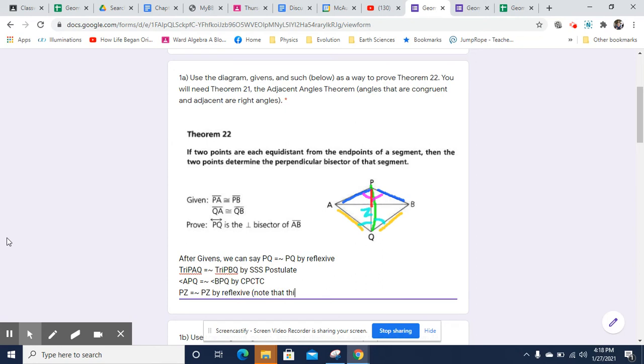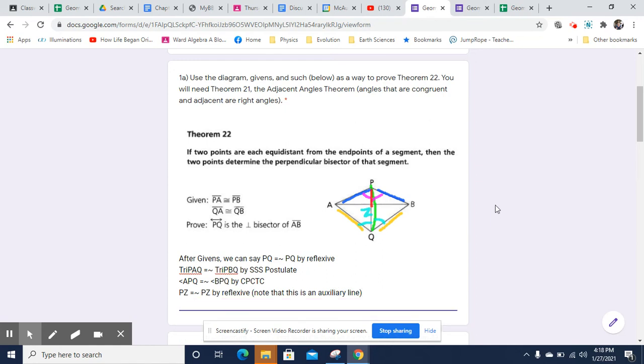Note that this is an auxiliary line. I think I have too many L's in auxiliary there. Okay, so that's an auxiliary line. Now that we've got AP and BP, and we've got PZ and PZ, and we've got these two angles, APZ and BPZ, we can prove side, angle, side. We can prove triangle APZ and BPZ are congruent.